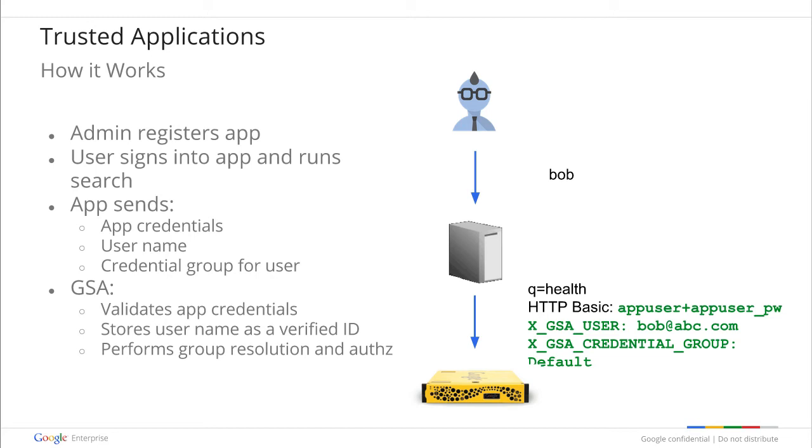There are 2 ways trusted applications can be used. A trusted application can be registered on the GSA. If an application is registered, it will have its own credentials that are used for authentication, and it will send the user's identity and the corresponding credential group as 2 HTTP request headers, along with the application's own credentials. Unregistered applications can simply send the username and password of the user that requires authentication. Once the GSA receives the user's identity or credentials, it will use them for group resolution and authorization.